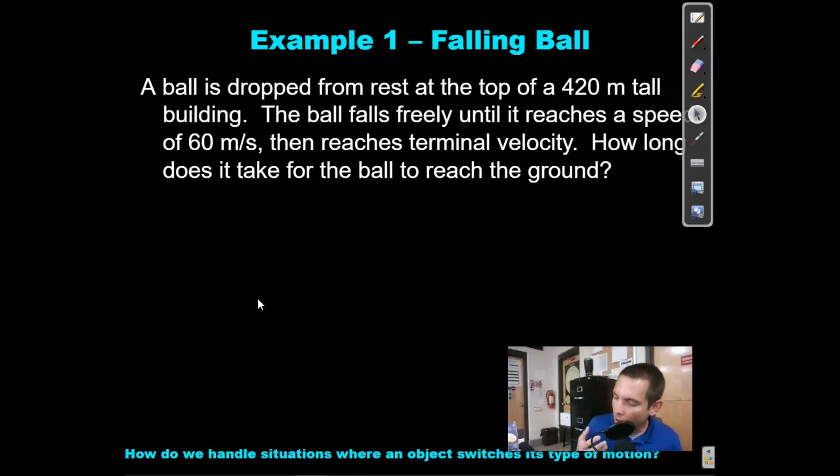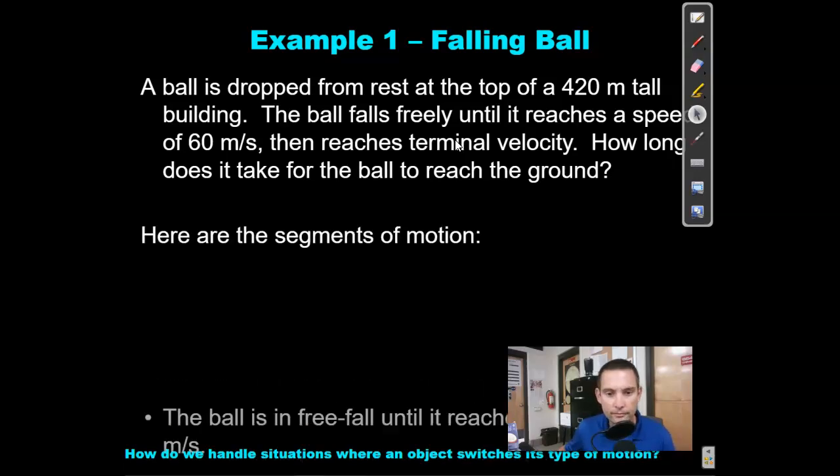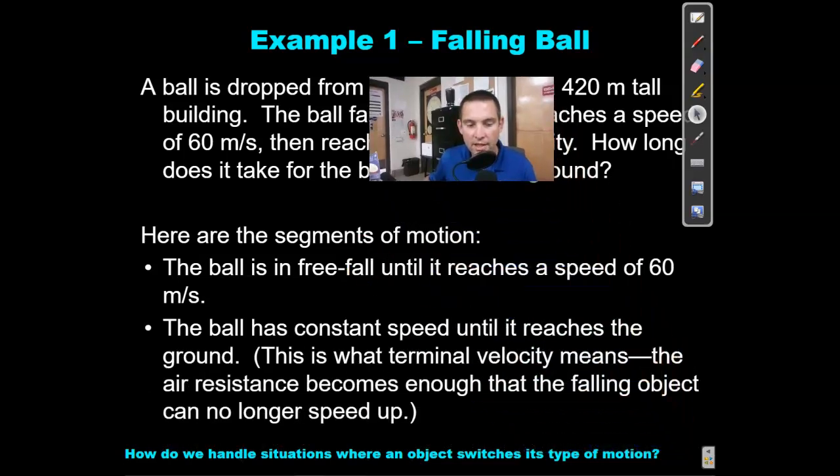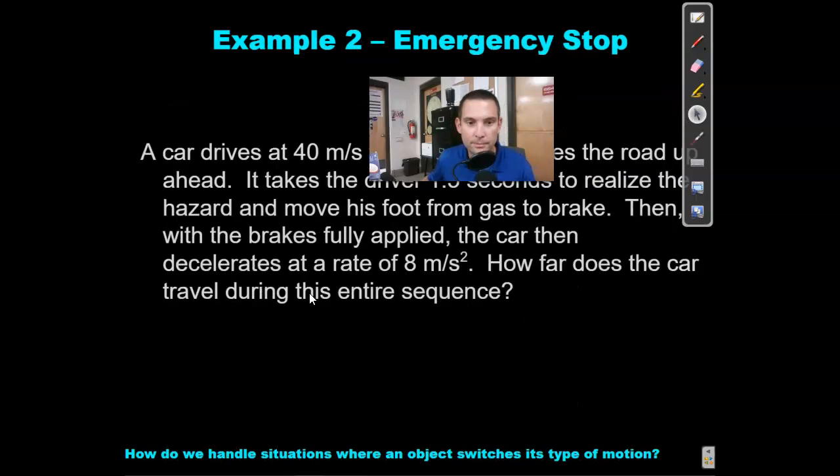Right? So hopefully by now you can look at this and say, okay, I don't know where to start. At least say that. Maybe you can see there's a height. Then there's a velocity. So maybe you're thinking conservation of energy, I hope. But then it talks about terminal velocity, which we don't know. So there's different things going on. First, the ball is in free fall until it reaches a top speed of 60 meters per second. And then the ball has a constant speed until it reaches the ground. This is what terminal velocity means. It means that the air resistance is becoming enough so that the falling object can no longer speed up.